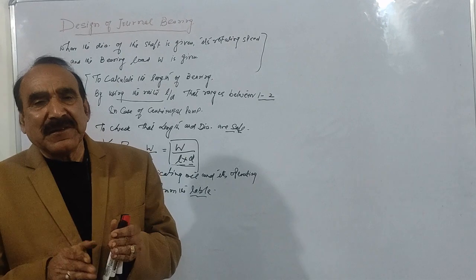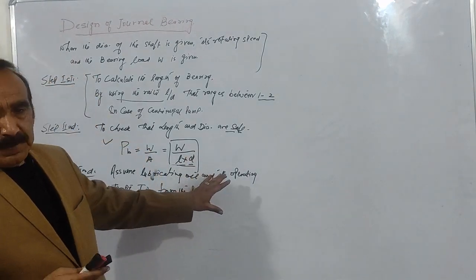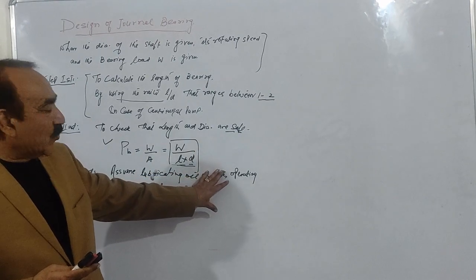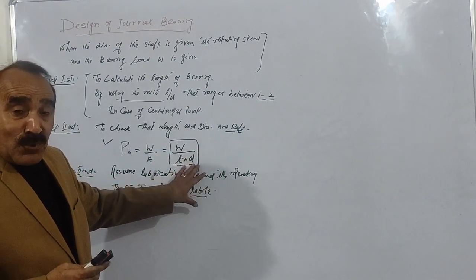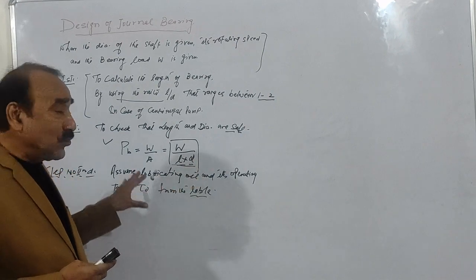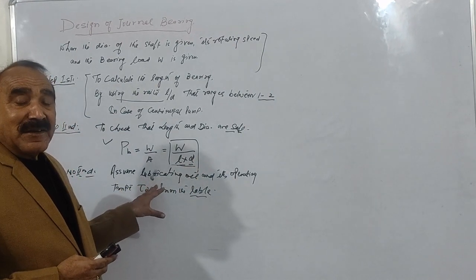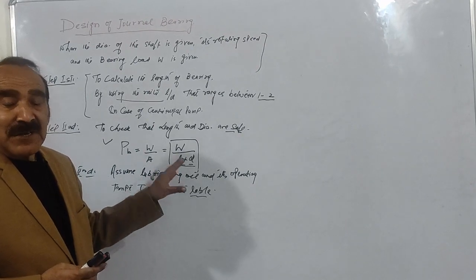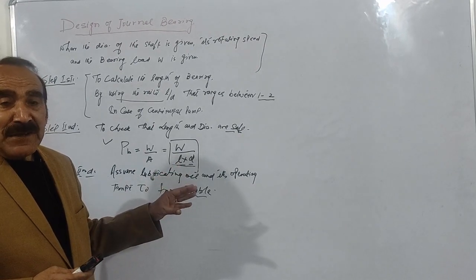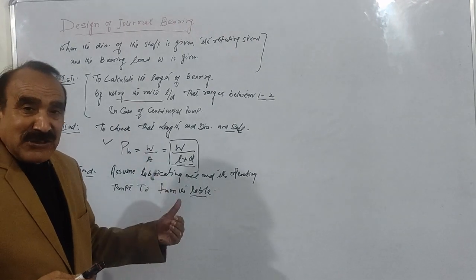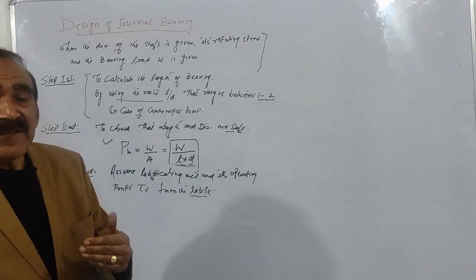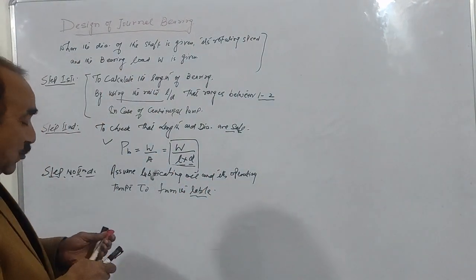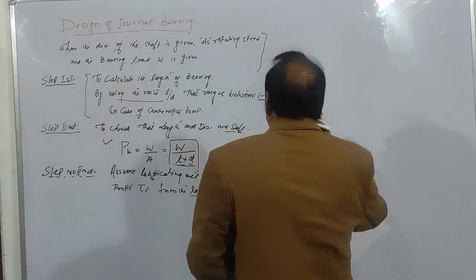And then you will see, if that value is minimum compared to the value which you have calculated, it means that your bearing is running in the hydrodynamic condition, right? So your bearing is running in hydrodynamic conditions, where thick film lubrication is there, right? So this is step number 4. I will elaborate. So what is your step number 4?